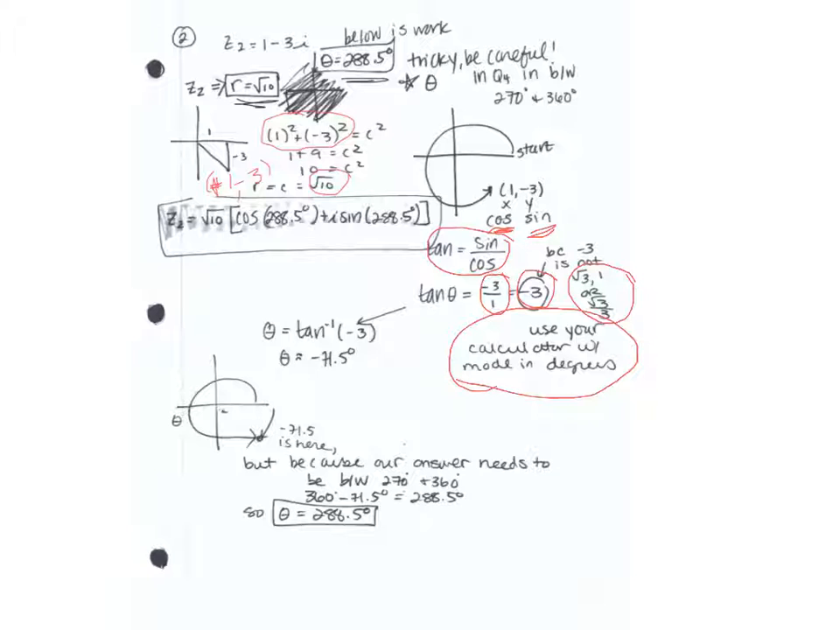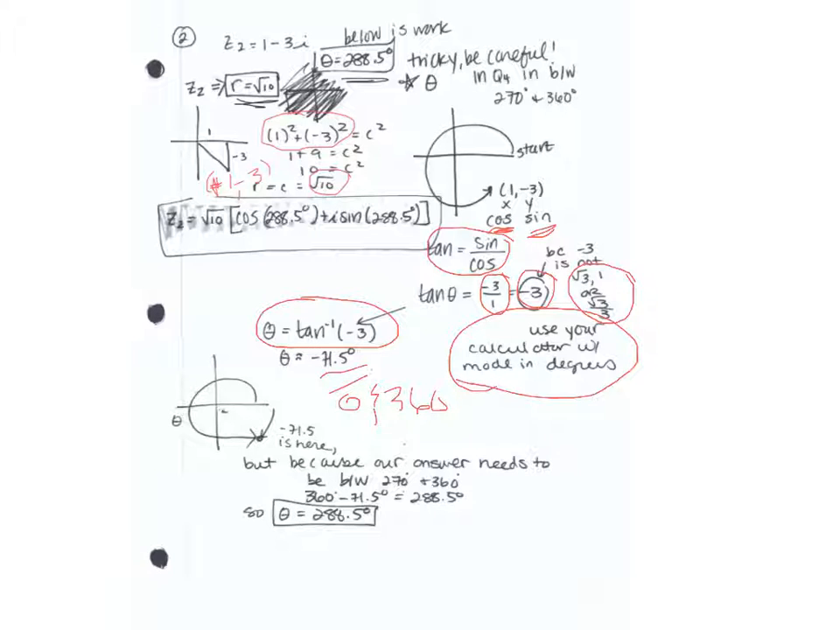So I put theta is tan to the negative first of -3 in my calculator. I got -71.5. Now remember, your answer cannot be negative. It's got to be between 0 and 360 degrees. You need to be careful when you're trying to figure out what the value is in a certain quadrant. It's a little harder when it's in quadrant 2, 3, or 4. You got to put your thinking cap on.